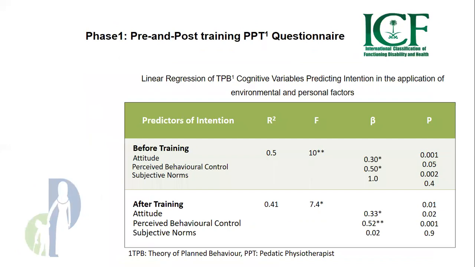In the linear regression, it showed that the attitude and the perceived behavioral control were predictors of the intentions before and after, while the subjective norm, the pressure coming from others, was not a predictor of the intentions.